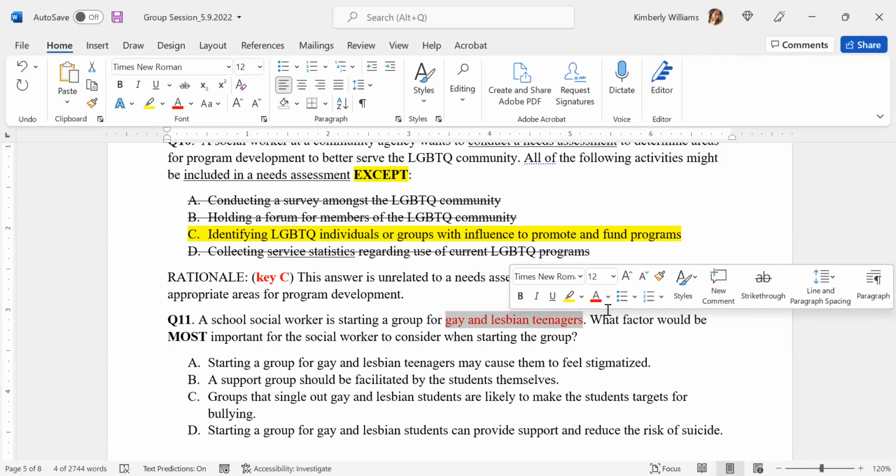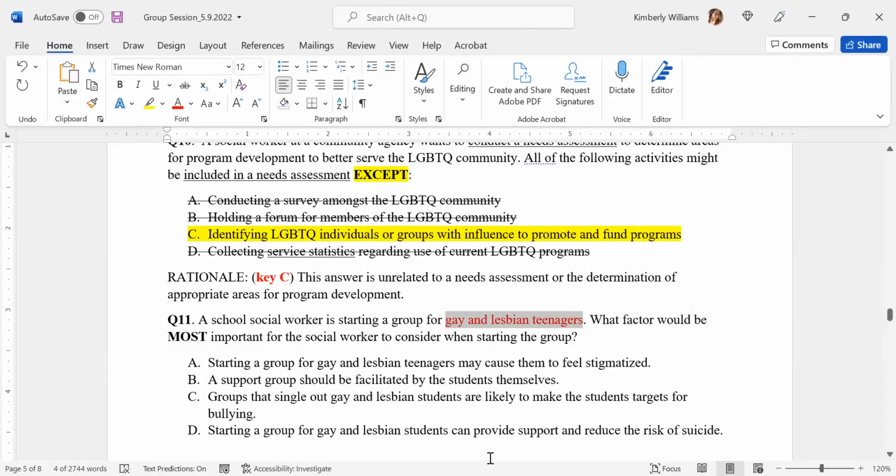Starting a group for gay and lesbian teenagers may cause them to feel stigmatized. Is that the most important factor we need to worry about? Or we need to consider, let me say that. I would say scratch. Mm-hmm. Okay. A support group should be facilitated by the student themselves. Is that something we need to consider?